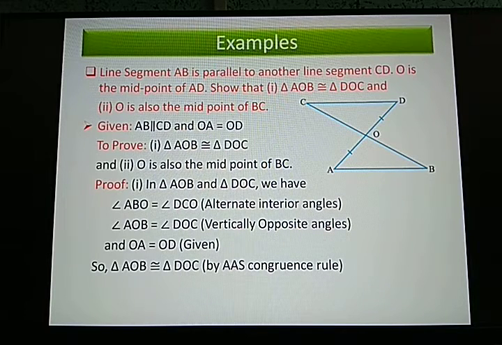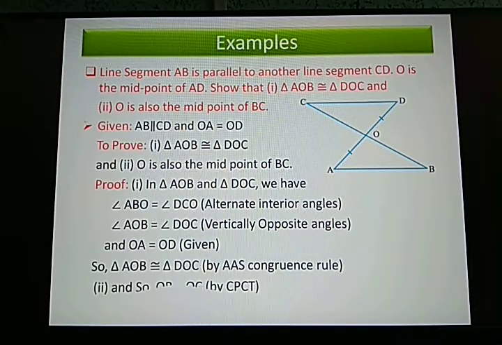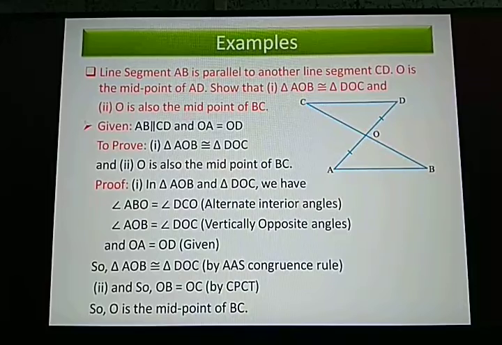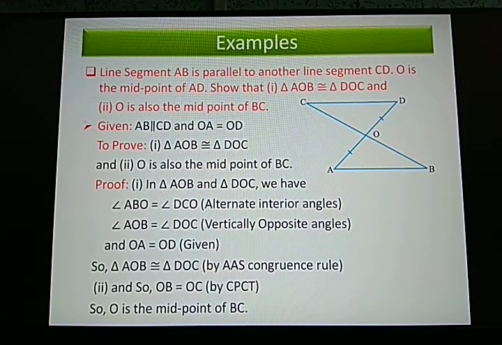Now, since both the triangles are congruent, their corresponding parts will also be equal. So that gives us OB is equal to OC. Now, if OB is equal to OC, clearly it states that O has to be the midpoint of BC. Then only this is possible. So we can say that O is the midpoint of BC. Clear?